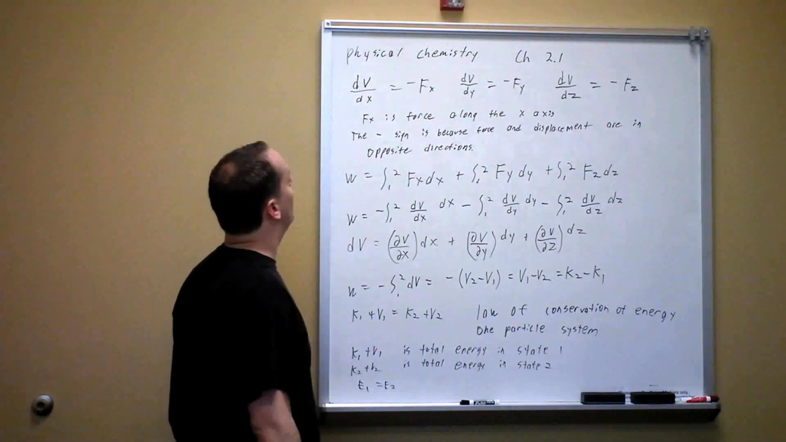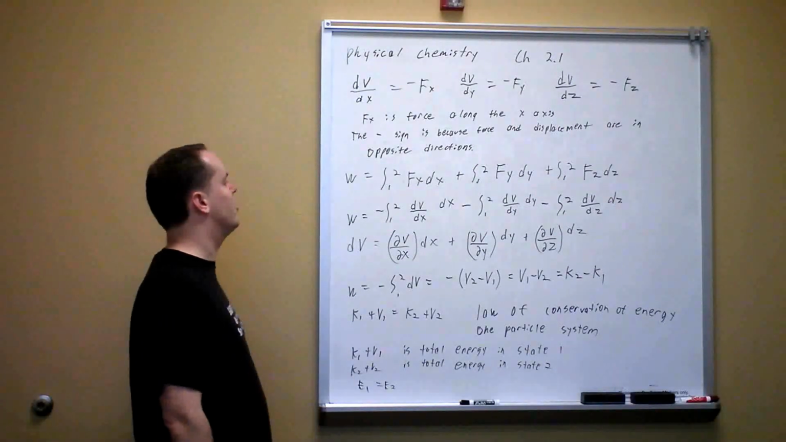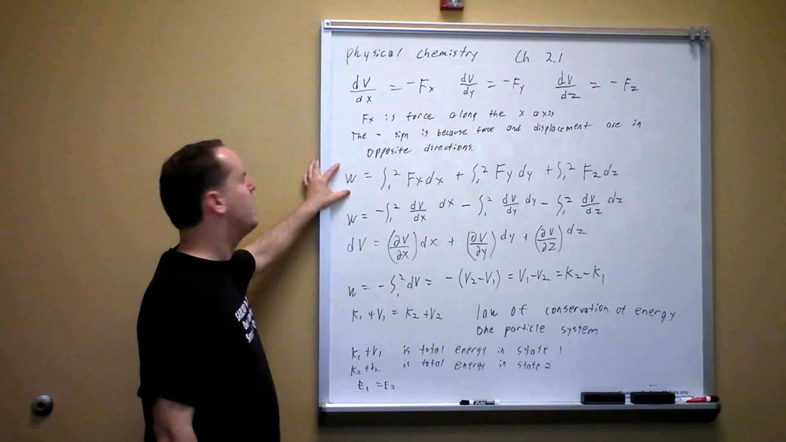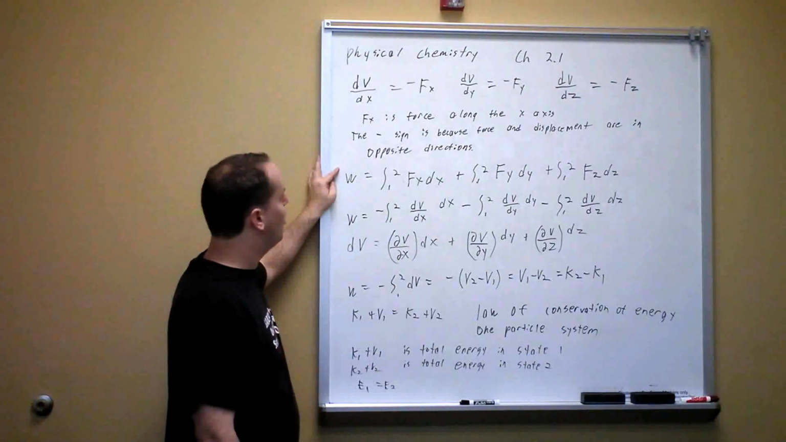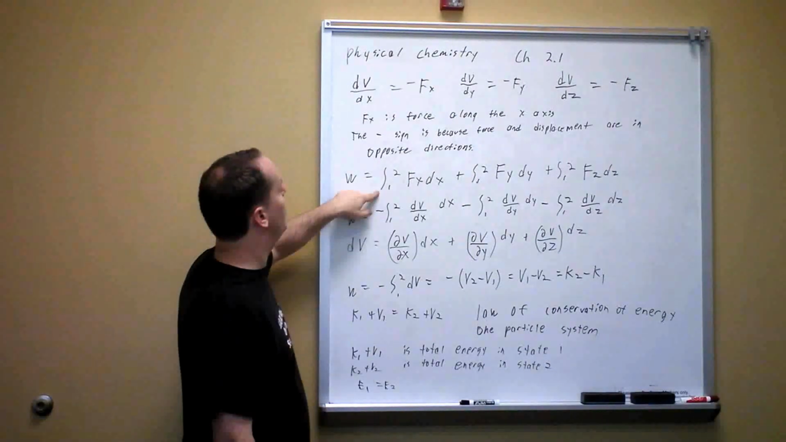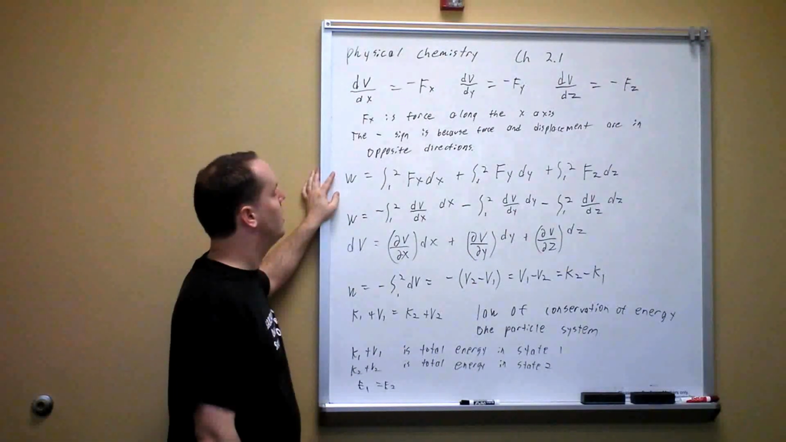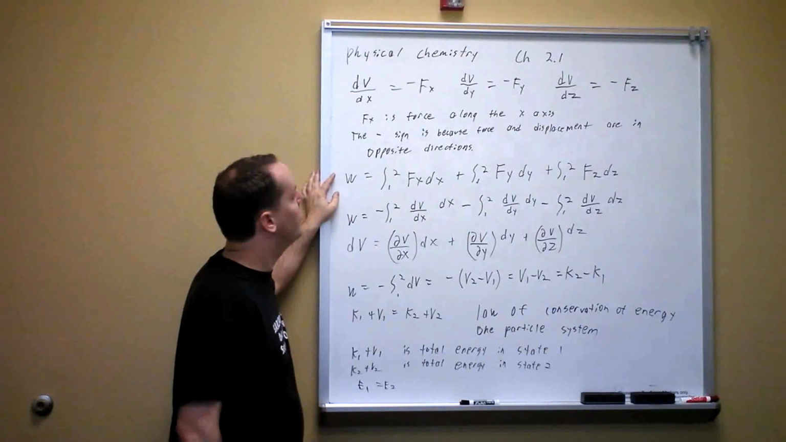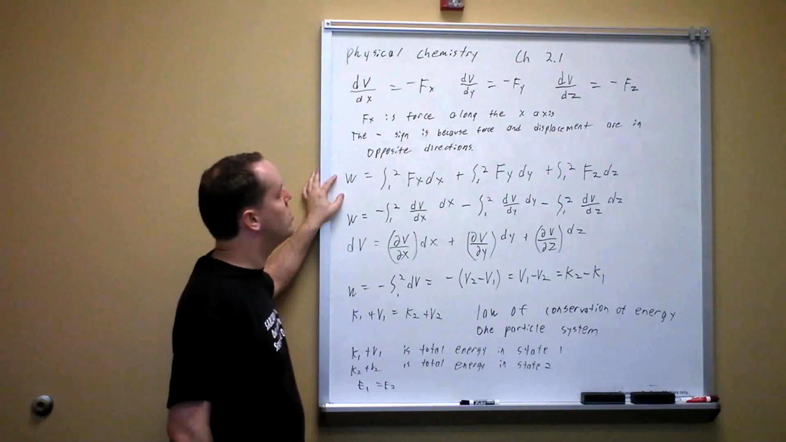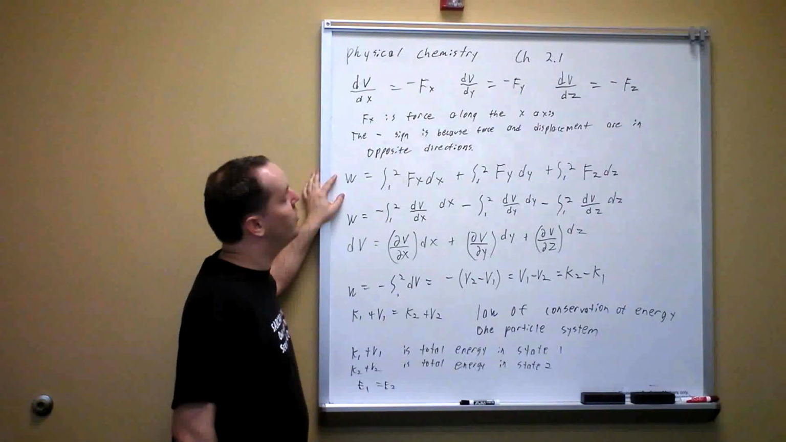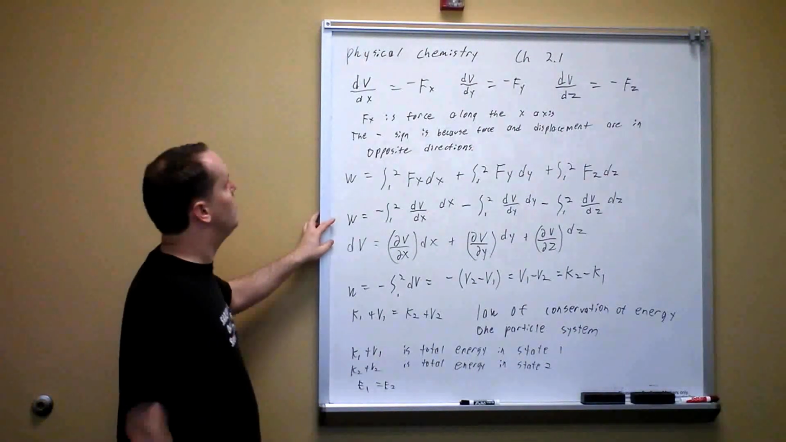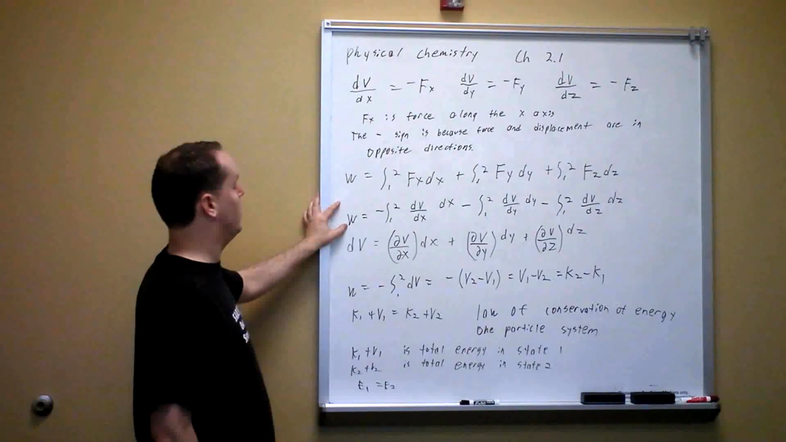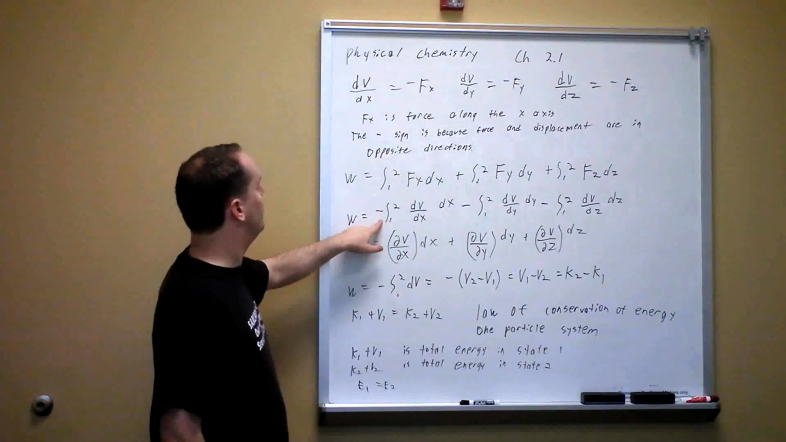We have the minus sign because the force and the displacement are in opposite directions. Well, that'll make more sense later on when we talk about pressure again. Okay, so work we know is equal to the integral from state 1 to state 2 of F of x times the differential of x, plus the integral from state 1 to 2 of F of y times the differential of y, and plus the integral from state 1 to state 2 of the force in z times the differential of z.